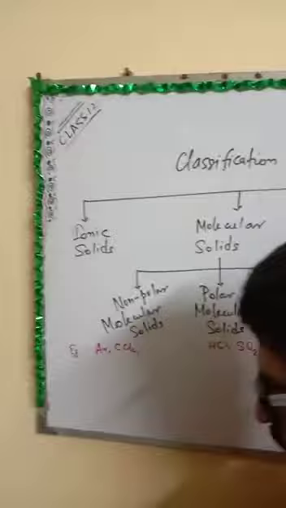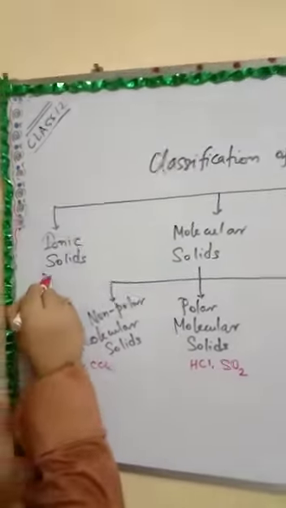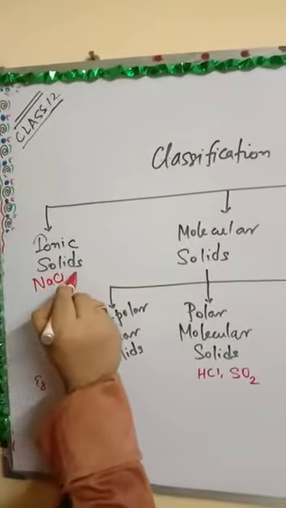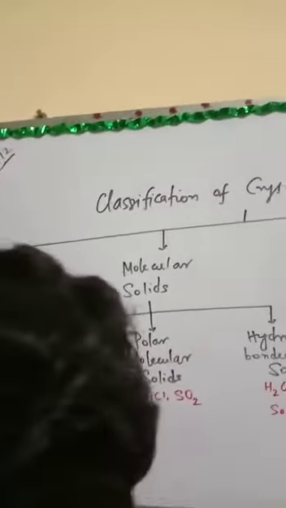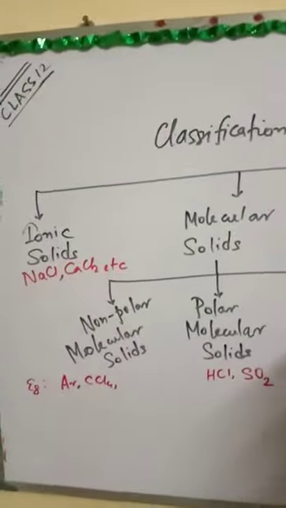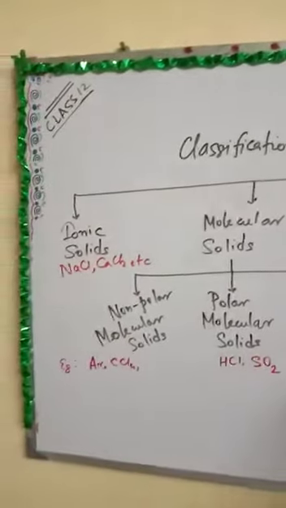So ionic solids, here are the examples. Any ionic compound, the best example you can take is NaCl. You can take CaCl2, etc. So these ionic compounds which exist in the solid crystalline form are the examples of this.